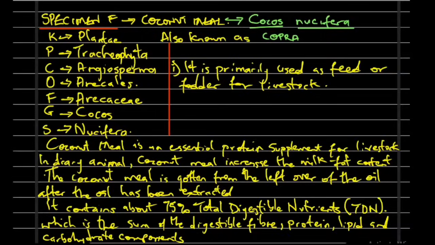And immediately we move to the next specimen, which is our specimen G. Specimen G is the liver fluke. So what is the liver fluke? Let us start with talking about its classification first, like we have always done.